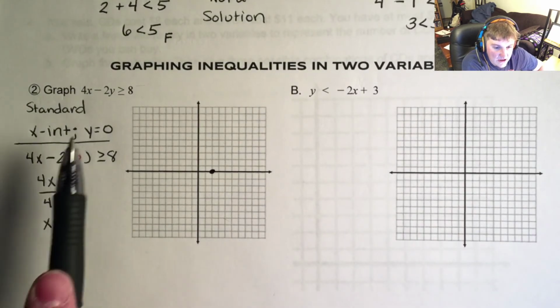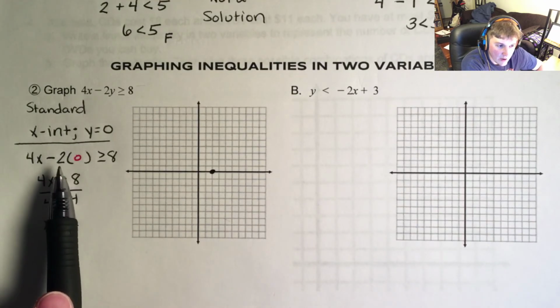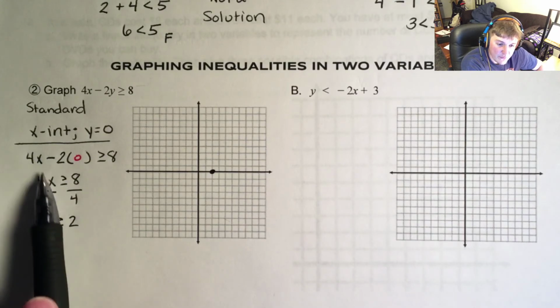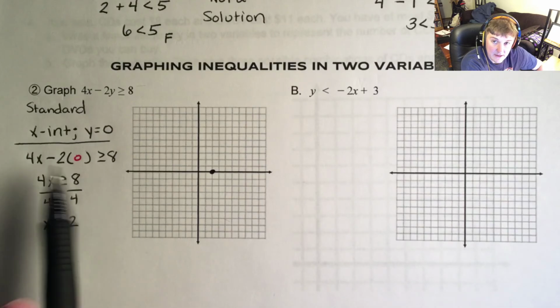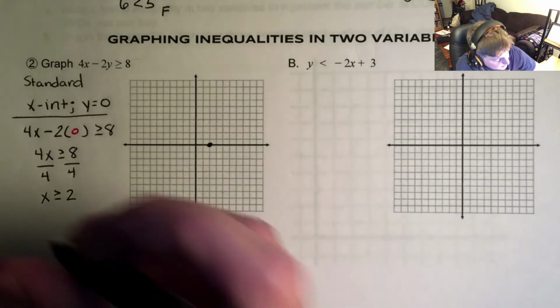Now notice that I didn't have to go ahead and plug this in because it's pretty elementary level math, knowing that anything times 0 is 0. So if you want to, you could completely skip this step here and just write 4x is greater than 8. And I would find that perfectly okay. And you're going to see me actually do that with the y-intercept here.